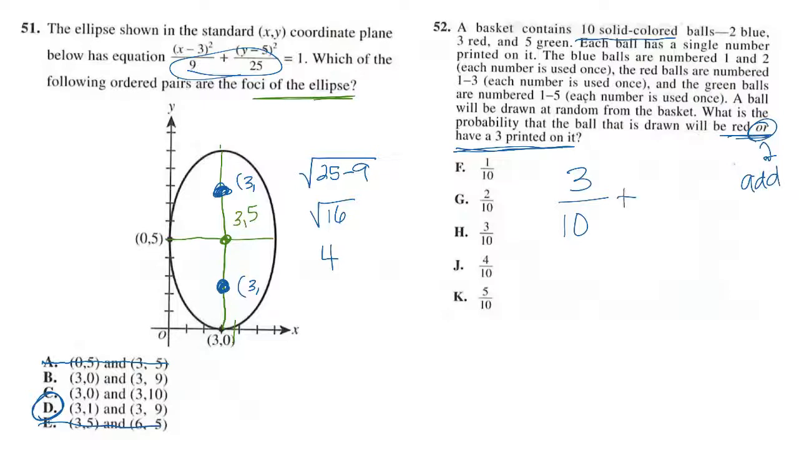So or, and now I need to see, well, 2 of the 10 could have a 3 printed on it, but now we have to subtract, and what we're having to subtract would be the fact that we have a ball that might repeat. We could have a red ball that has a 3 on it. We have 1 out of 10 chance of getting that. So we need to subtract that out because it's already been counted once and we don't need it counted again. And so notice that's going to give us 4 out of 10. So that's going to be answer choice J.